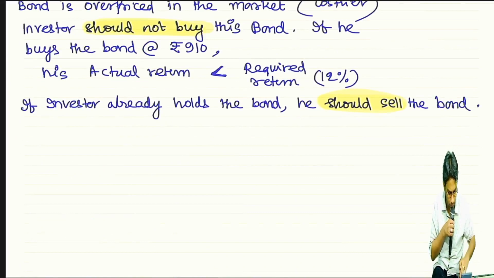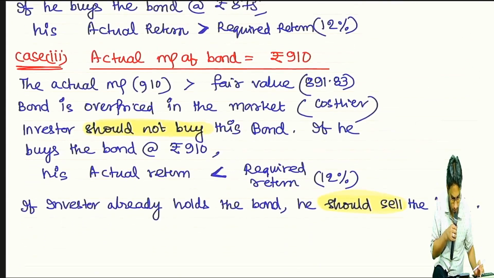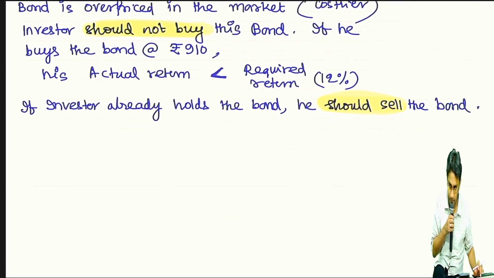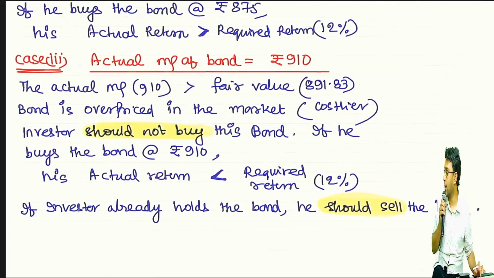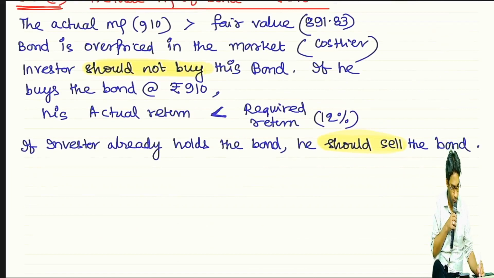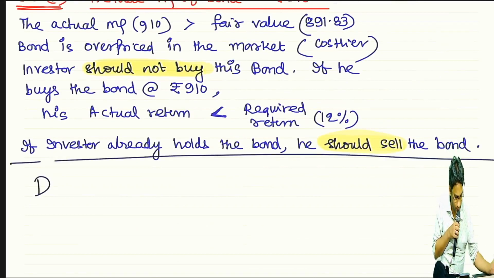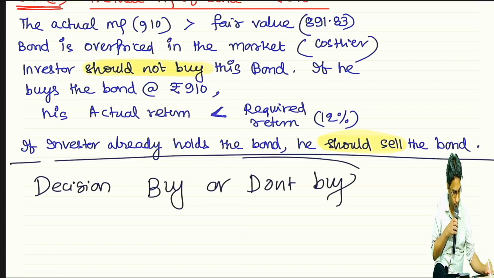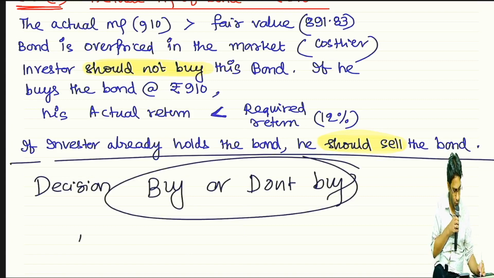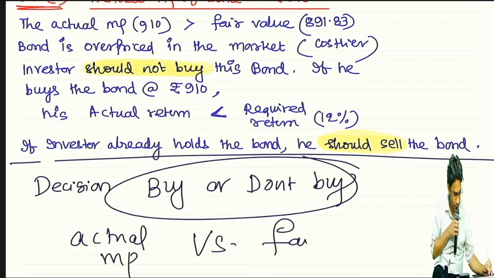Guys, if you have any doubt, you may ask me, or else we'll move a little further into the next concept. There is a sum, sir, but before the sum, there is a concept again. The first concept, sir. We'll link it up. Okay. Sir, till now, the concept is over, sir. Till now, we were trying to make a decision, sir. What decision? Whether to buy or don't buy. Based on what? Based on your comparison of actual market price of the bond versus fair value of the bond.